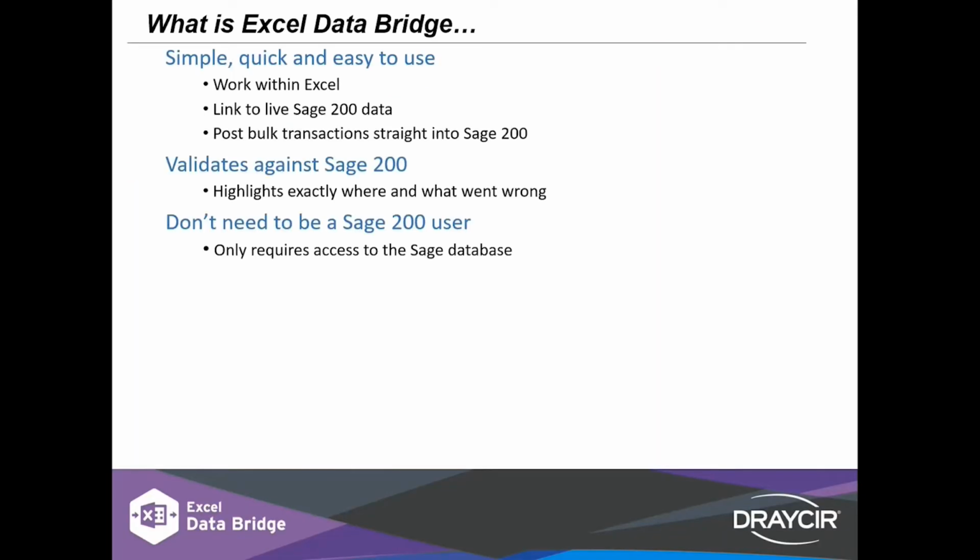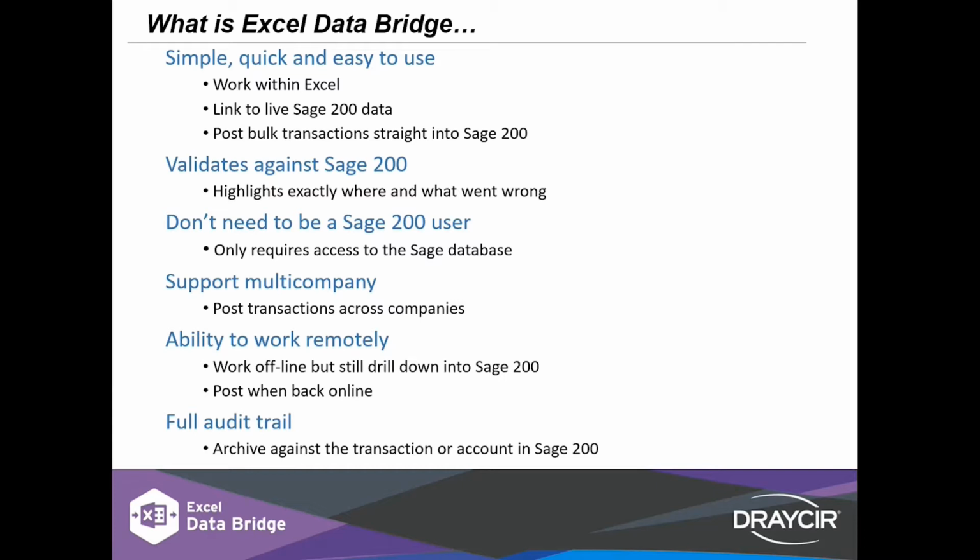So what is Excel Data Bridge? Well, everyone knows Excel, and everyone, I'm sure, at some point who uses Sage 200 has tried to use an Excel upload into Sage 200. And we built this product based off the back of how frustrating that process can be. So what we've done is we've built an Excel sheet that enters various different parts of Sage 200, and it has a live link to your Sage 200 data. You can post in bulk, you can post individual transactions. We can validate in Sage 200.